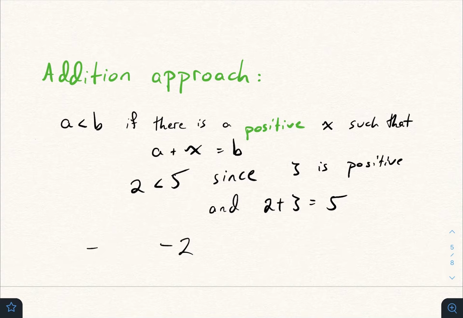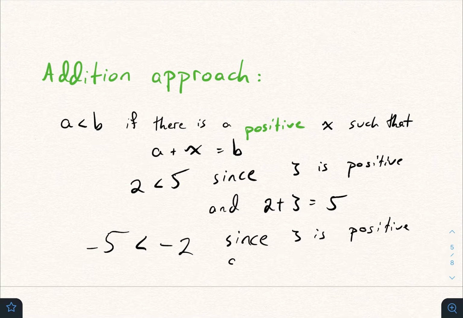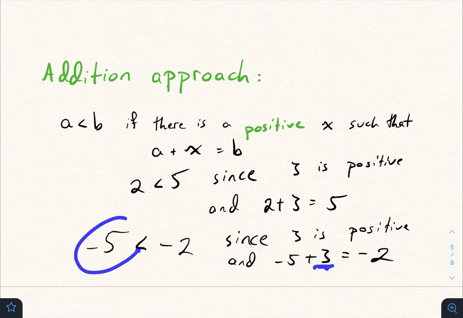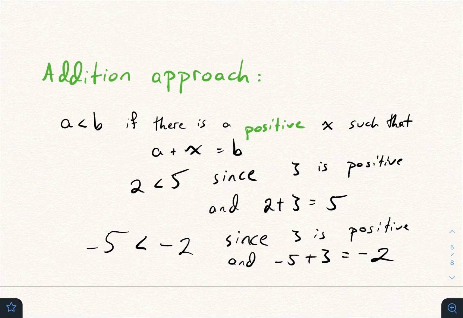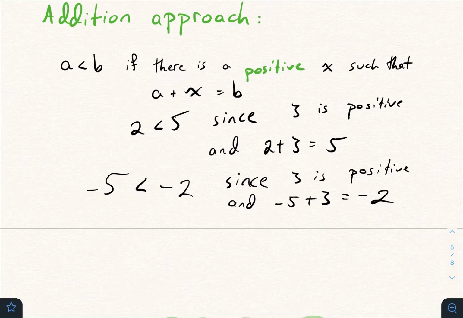Let me actually make this a -5 so that I don't have too many 2's floating around in the problem. So -5 is going to end up being less than -2, since again 3 is positive and -5 plus 3 is equal to -2. So you can find a positive number to add to your smaller number to get your bigger number. Same sort of thing. And again, this will end up applying to things like -2 is less than 4. You can use 6 here because -2 plus 6 is equal to 4, and so on.